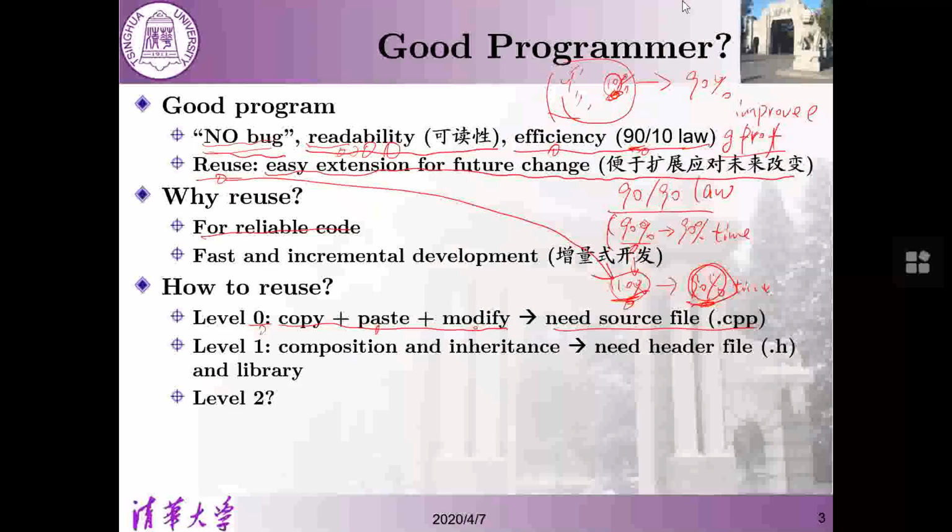Okay, let's start our class again. So we just mentioned that by reusing the code, we may avoid bugs. However, I mentioned that this level 0 reuse mode is not good. Actually, it's bad. It's not just not good. It is bad because copy, paste, and modify will increase the number of bugs.